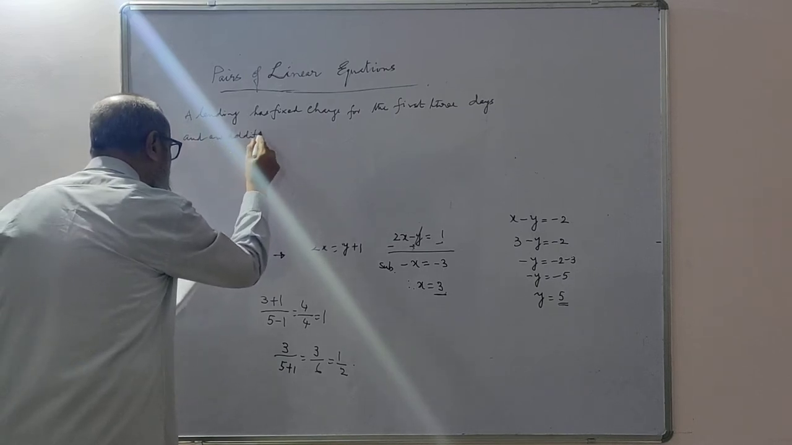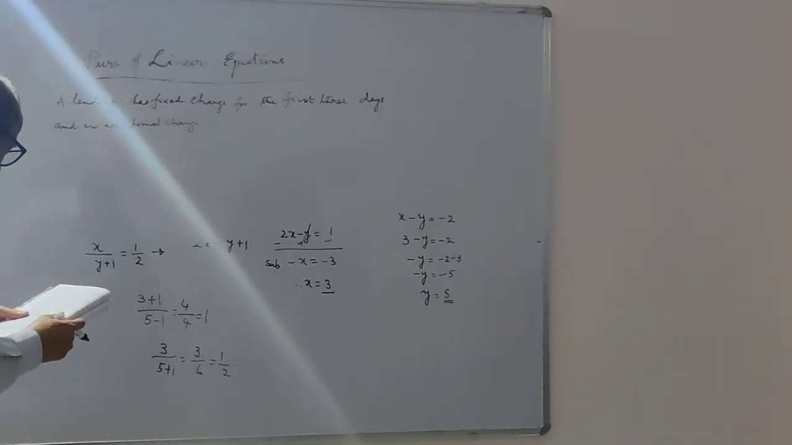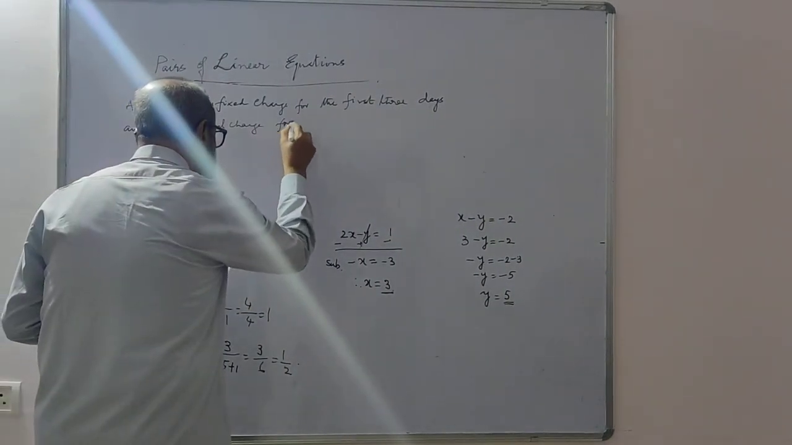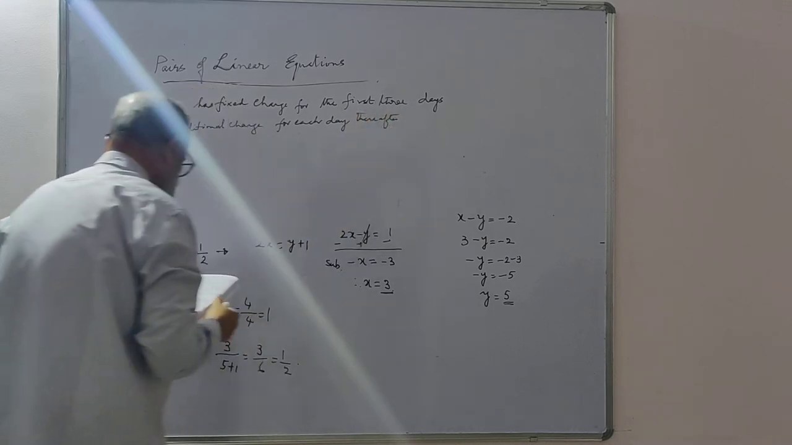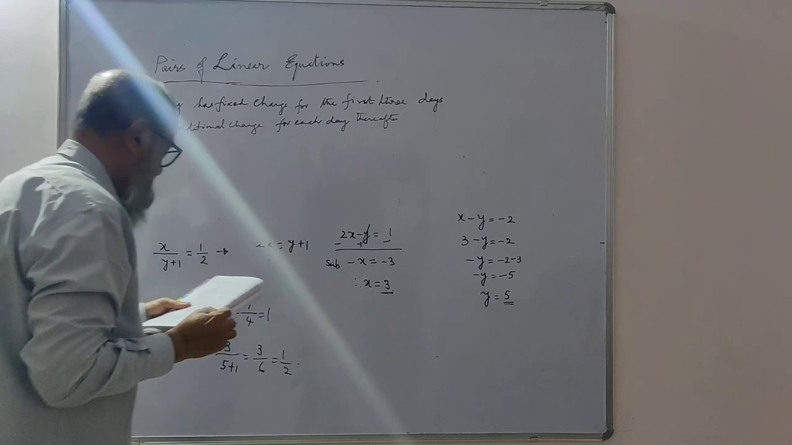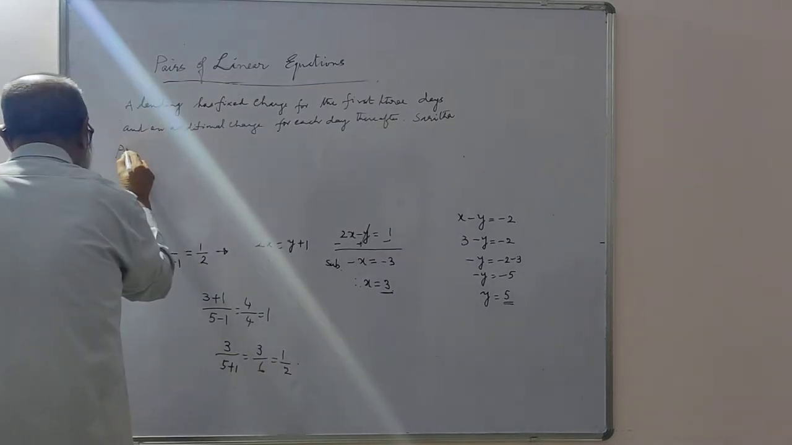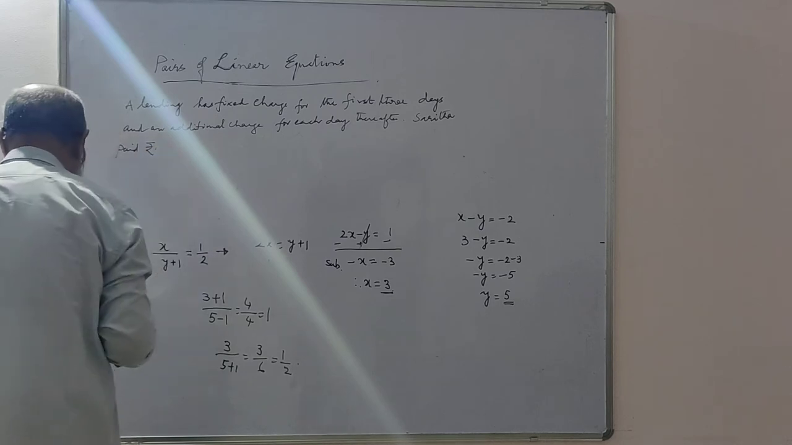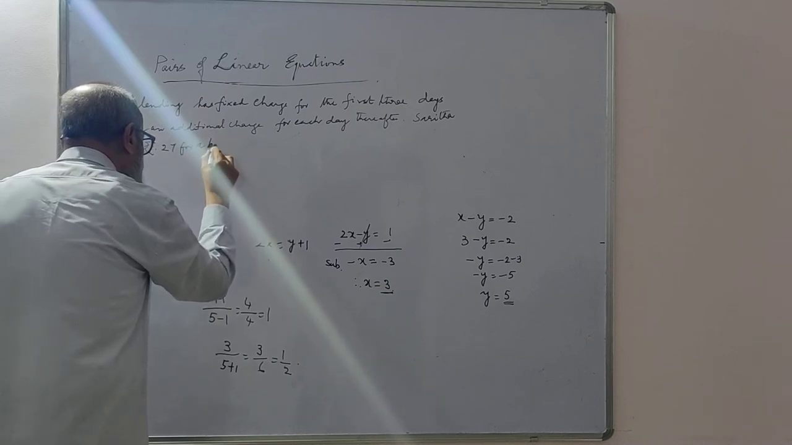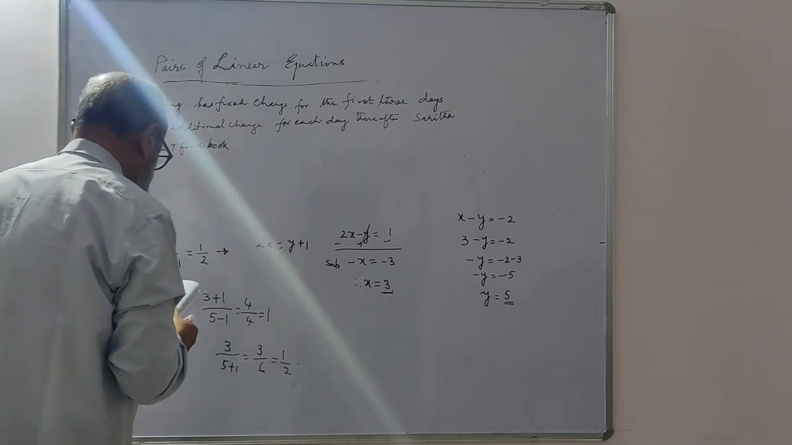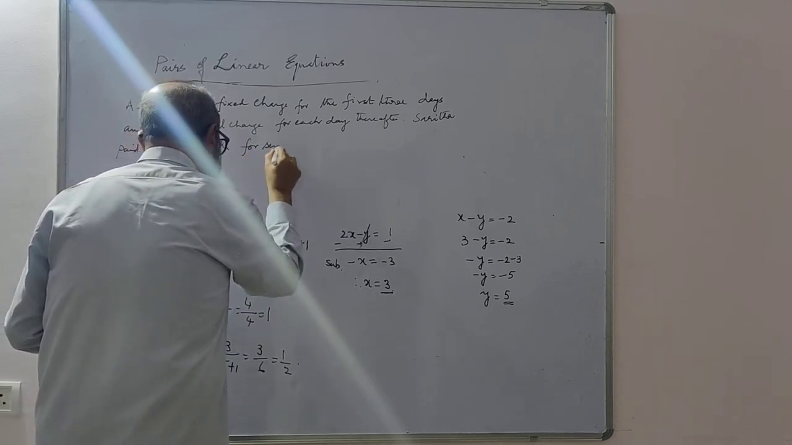And an additional charge for each day thereafter. Sarita paid rupees 27 for a book she kept for 7 days.